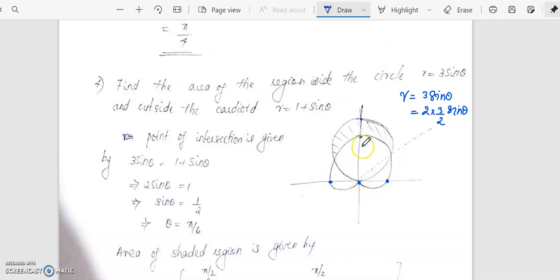Now what we need to find is the area of the region inside the circle and outside the cardioid. So this is the cardioid and this is the circle, so the required area will be this portion. For finding the required area, we'll subtract the areas of these two curves. So we are looking at from where to where we need to subtract. Okay.